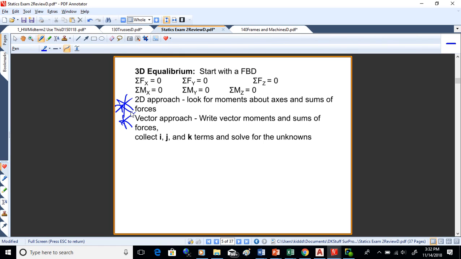With the vector approach, you're writing full vector, moment, and sum of forces equations. The 2D approach can be a lot quicker. The vector approach does seem to take a bit more time.